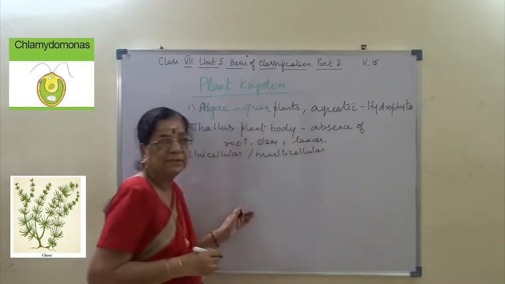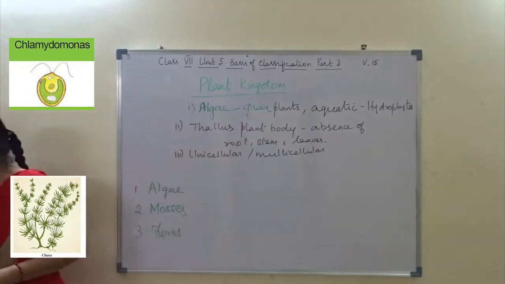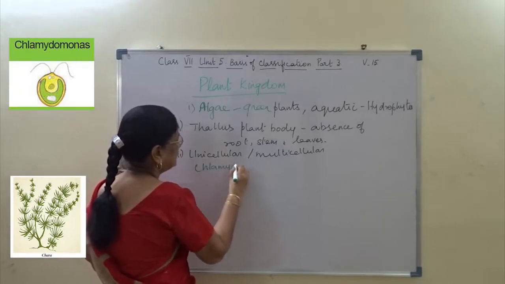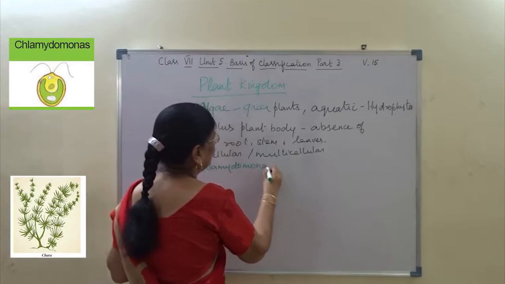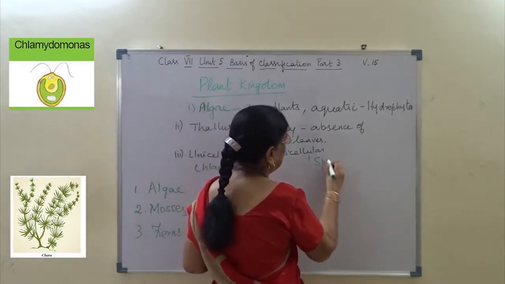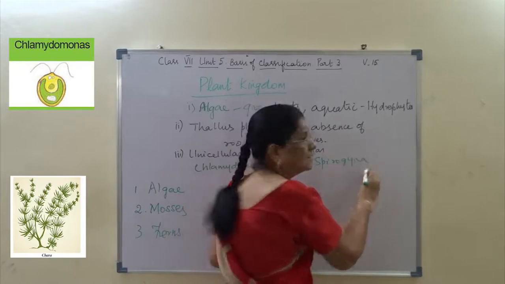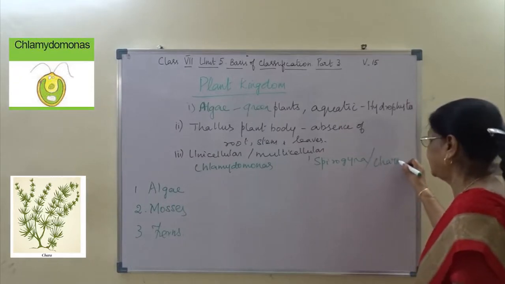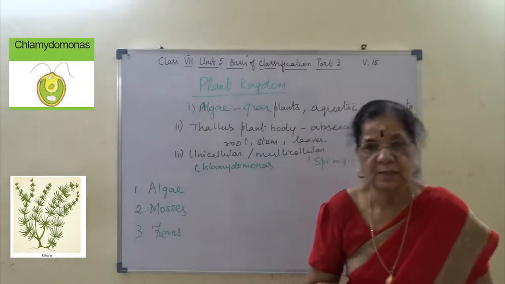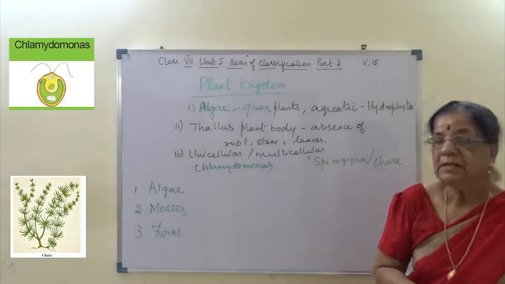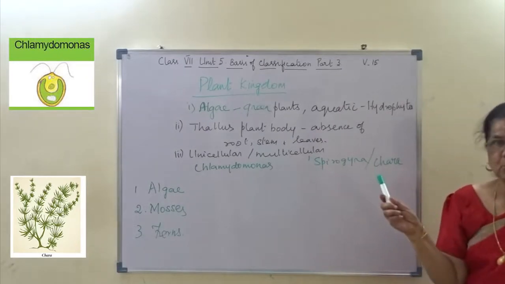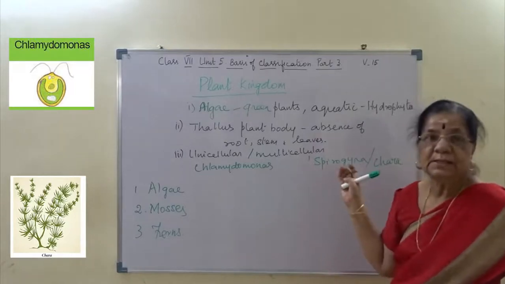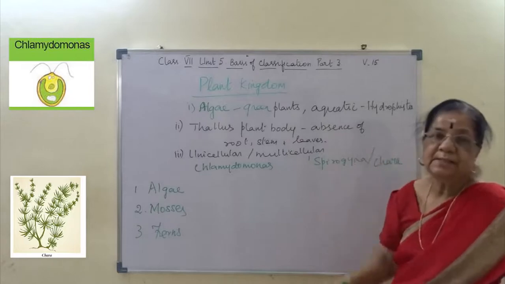Unicellular example, Chlamydomonas. Multicellular example, Spirogyra and Chara. The textbook example is Chara. Are you able to follow this? So here it may be unicellular, formed of a single celled structure, and multicellular examples are Spirogyra and Chara.